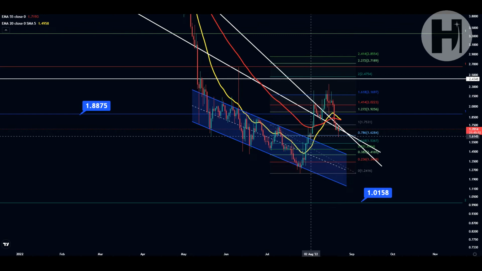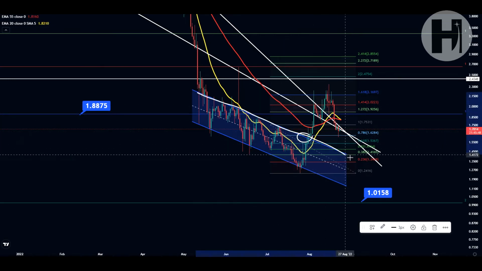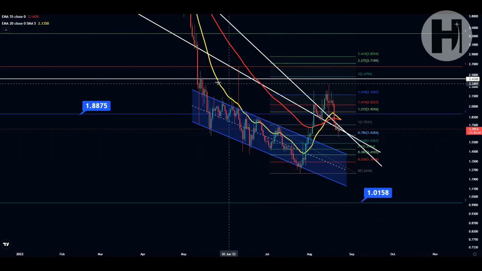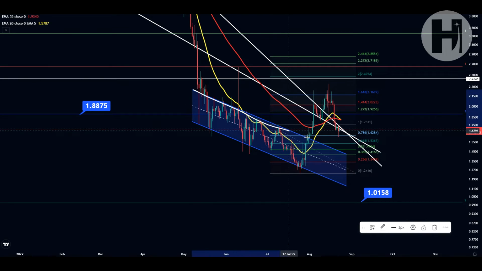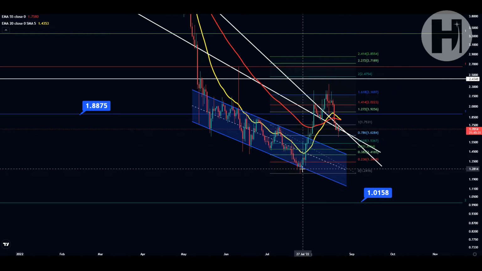And I did tell you, if you see a break of this resistance over here, you're going to see quite an impulsive move to the upside, because basically this line is a diagonal resistance. And the long-term viewers of the channel will know that if you break a diagonal resistance trend line, you typically see a very strong move to the upside. So this is something that we did see over here.